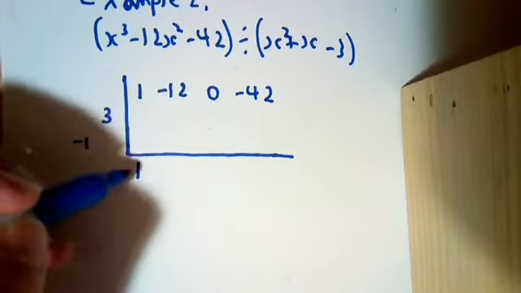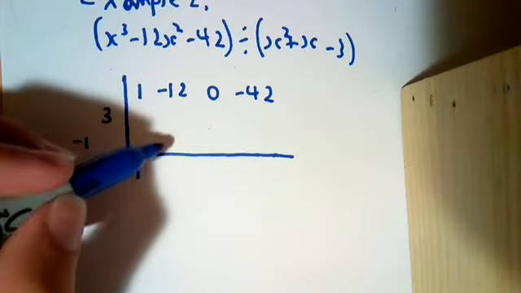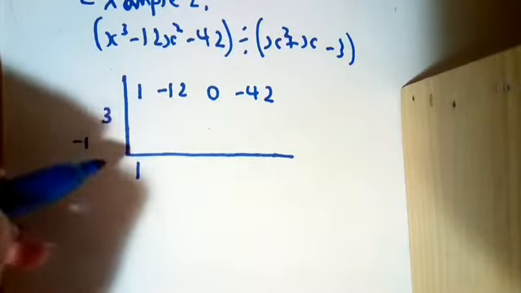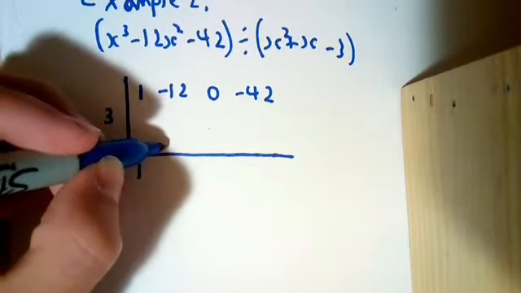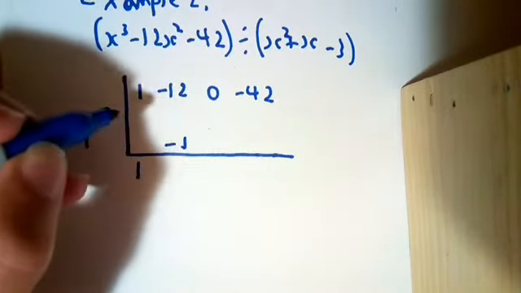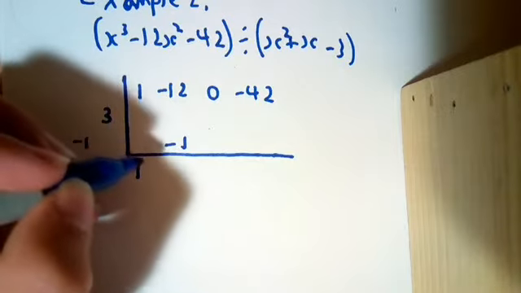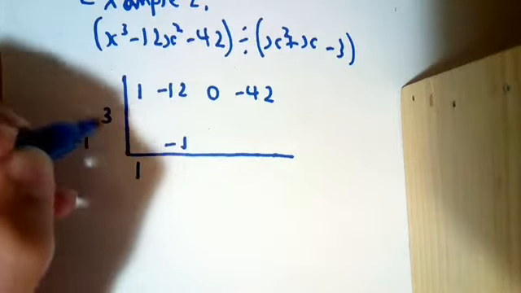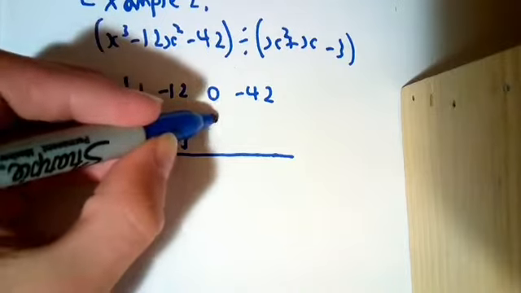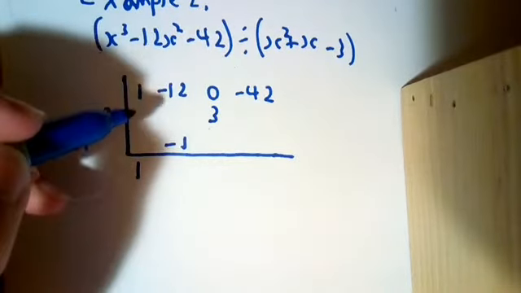And we drop down the first coefficient, and we multiply that by the first part of the divisor, minus 1. We write that in the next column, but we also multiply our 1 by the next part of the divisor, the 3, which gives us a 3. And we put that in the column. We have like a diagonal line going from 1 here.